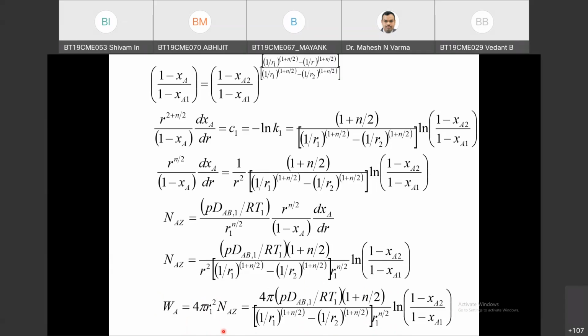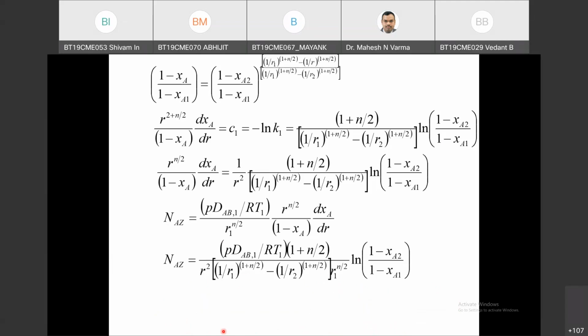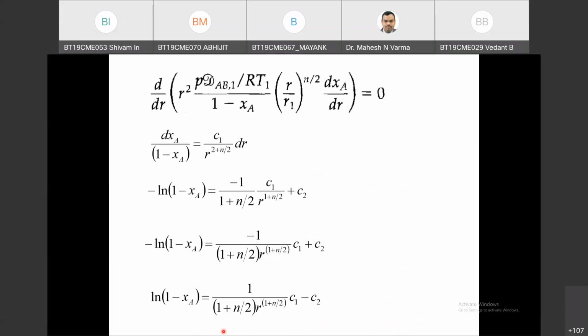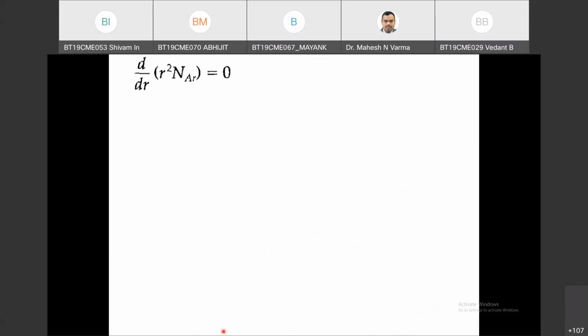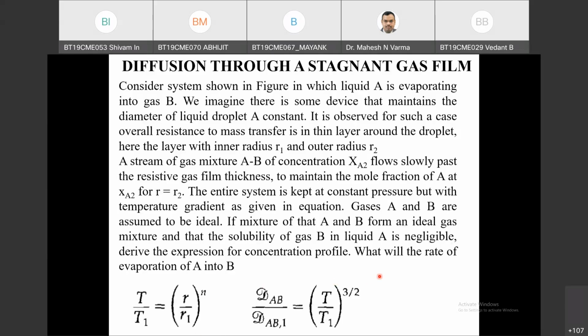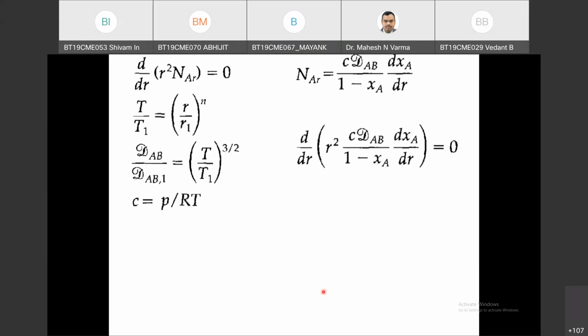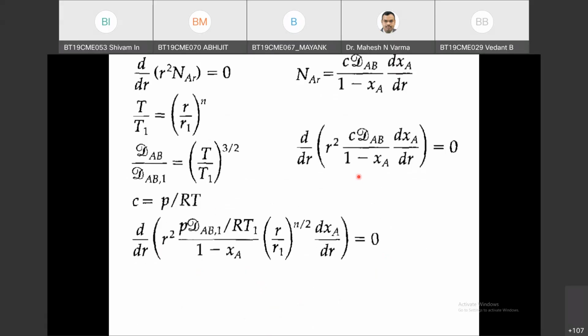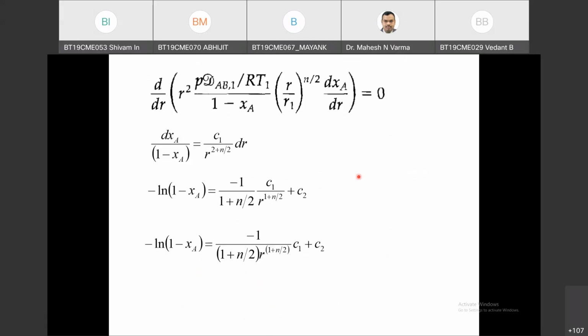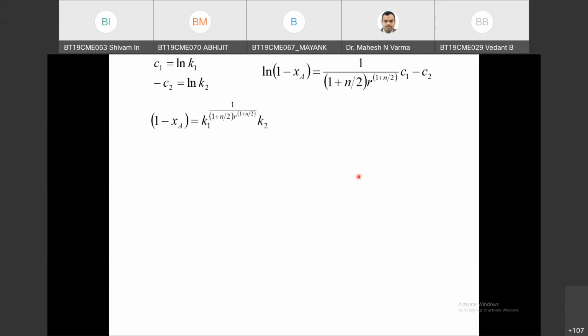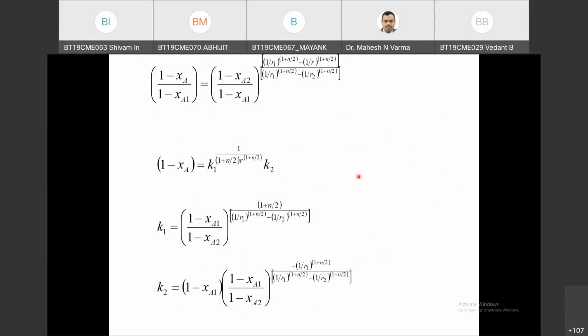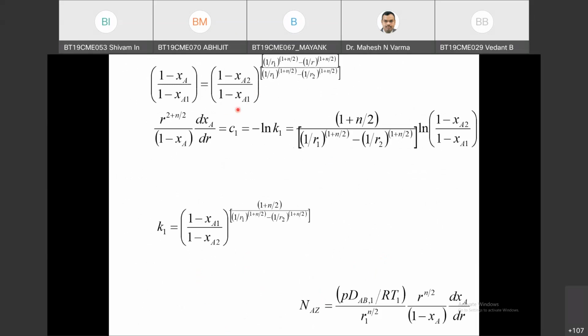Okay. Does anybody have any confusion or doubt over today's discussion? Most importantly, I will repeat this second problem where there was a temperature variation and we estimated the rate of evaporation of the bubble also. What will be the rate of evaporation of A into B? The temperature is varying with R, diffusivity is varying with temperature, and concentration is also varying with the temperature. Substituting both here, we get this equation, integrating it twice and eliminating the ln term, calculating K1 and K2, and substituting them, this is the concentration profile we get.